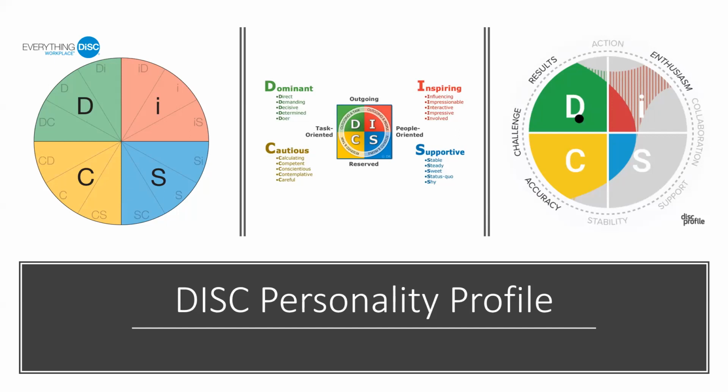So if we move over to the middle here, again, that D, which is part of my personality, my secondary personality, tends to be direct, demanding, decisive, determined, and a doer. You can see that they are outgoing and they're task-oriented. If we move over to the right, my first dominant personality is the I, which is inspiring, influencing, impressionable, interactive, impressive, involved. They're outgoing and people-oriented. As we continue to move around the circle, we come to our S. They are supportive, stable, steady, sweet, status quo, and can come off as shy. They tend to be reserved and people-oriented.